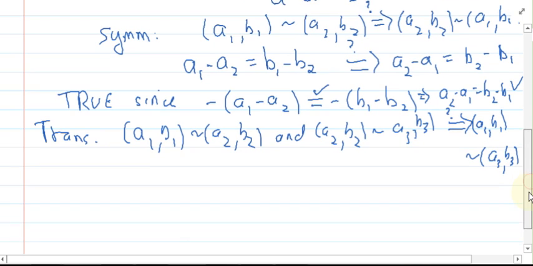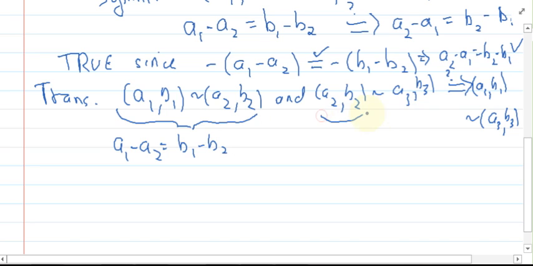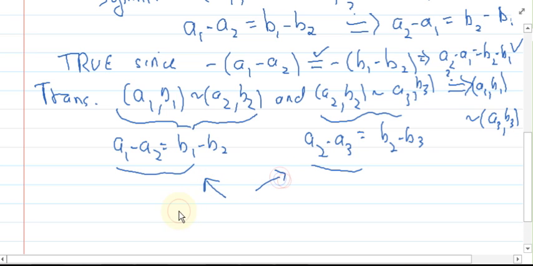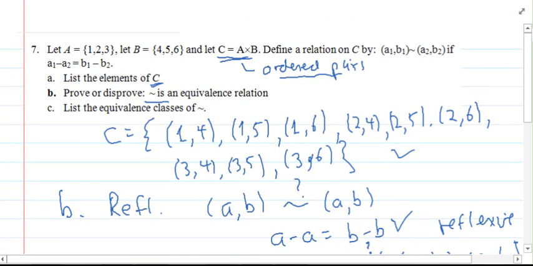All right, so let's go down a little bit. So this fact, what does this mean? This means that A1 minus A2 equals B1 minus B2. And this one says A2 minus A3 equals B2 minus B3. Now, if I take these two together and add these two, if I take this one and I add, oh, don't know what happened there. Let's see what happened. Right here.